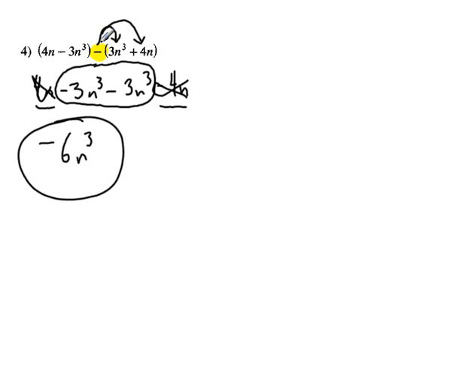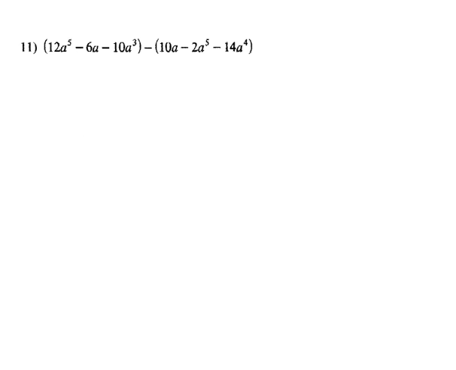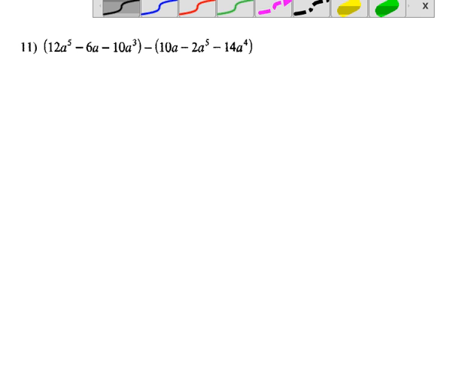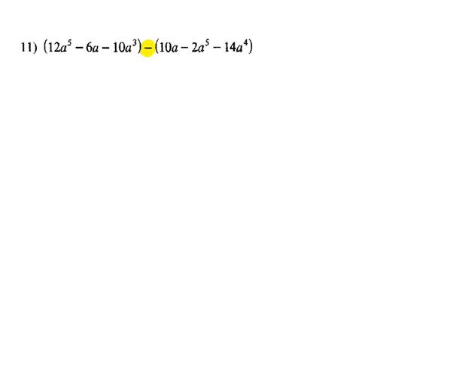If you had not handled this step right here correctly, you would have had 8n as an answer rather than negative 6n to the third. Right, second to last example, it just gets a little bit longer, but as long as you understand how to handle that negative sign that's in between the parentheses and how to do like terms, those are the only two sets of skills you need here.